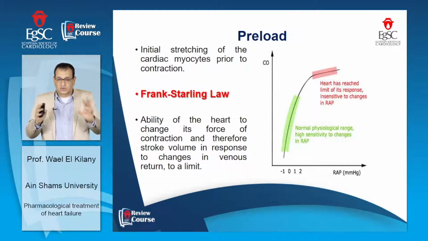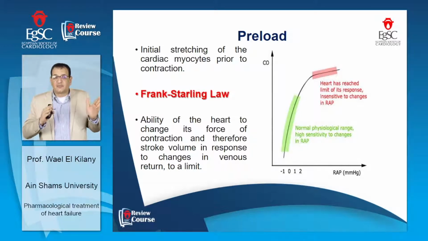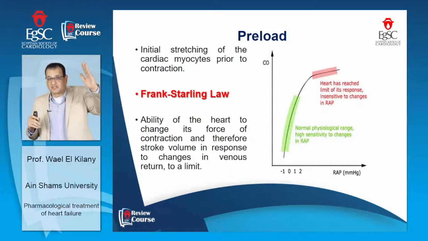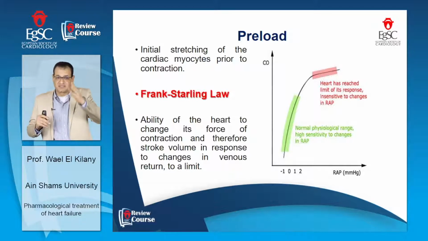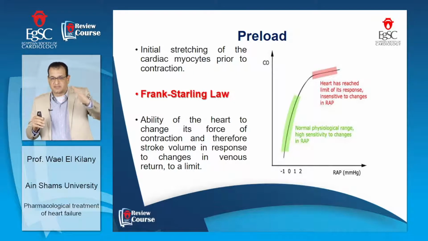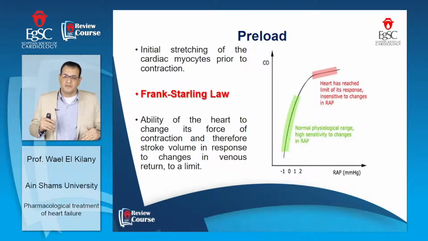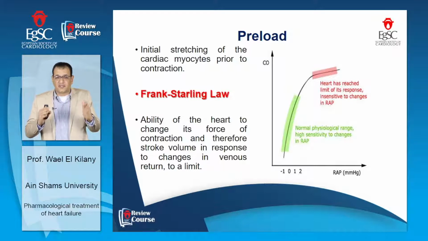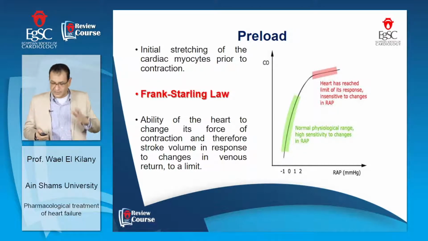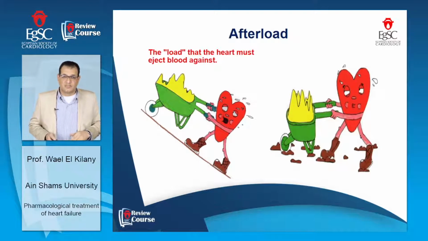So let's try to make it more simple. As the right atrial pressure increases, the cardiac output increases. And this is the steep part of the curve. It's the green part of the curve. And then the curve flattens. It's the red part of the curve. When the curve flattens, this means that the right atrial pressure increases without actual increase in the cardiac output. This is the preload.